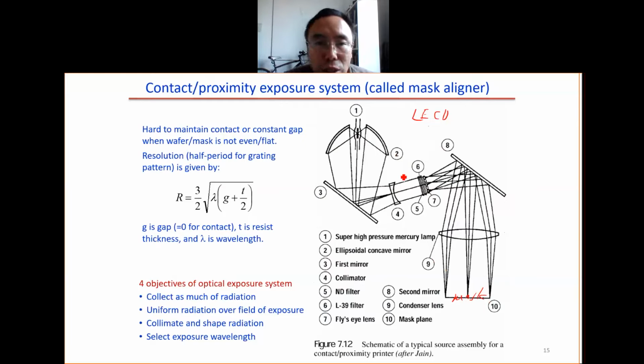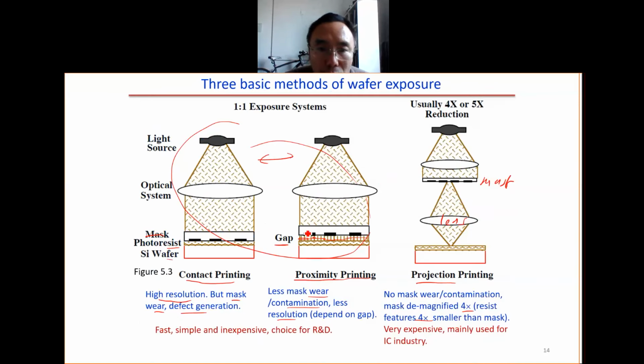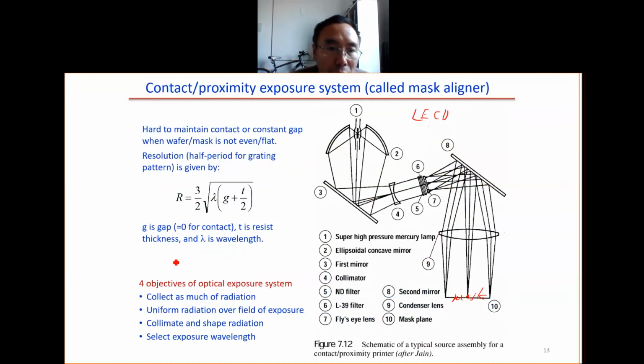So how about the resolution? If we look at here, you can see the smaller the wavelength, the higher the resolution, and the smaller the gap, the higher the resolution. This makes sense. In the end, R is roughly given by square root of lambda G, where lambda is the wavelength, G is the gap, and R is the resolution. But if you want to be more accurate, it is this formula here: R equals 3/2 square root of lambda times (G plus T/2), where T is the thickness of the resist.